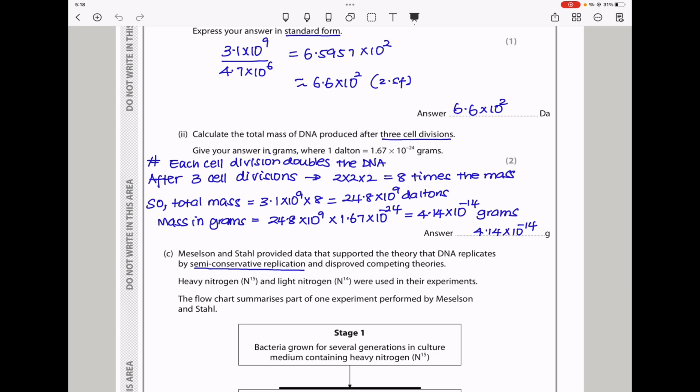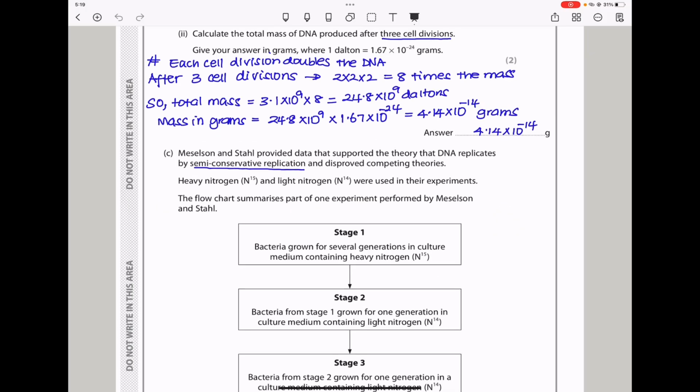Here they say, calculate the total mass of DNA produced after 3 cell divisions and give your answer in grams, where 1 dalton is 1.67 times 10 power negative 24 grams. Since we had 3 cell divisions, each cell division results in doubling the total mass. So it means if there are 3 cell divisions, the mass is going to be 2 times 2 times 2, which is 8 times. So total mass should be 3.1 times 10 power 9 times 8, which gives us 24.8 times 10 power 9 daltons. Since 1 dalton is 1.67 times 10 power negative 24 grams, we multiply that with the equivalent of 1 dalton to give us this in grams.